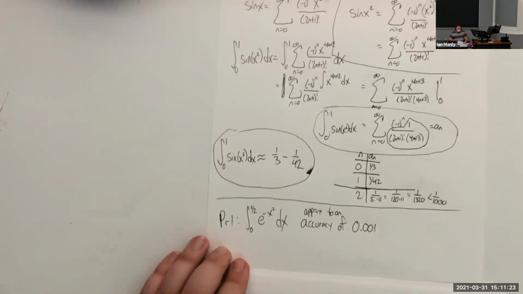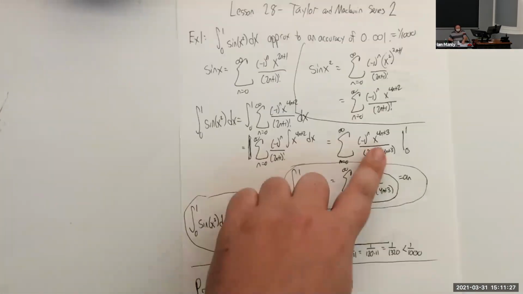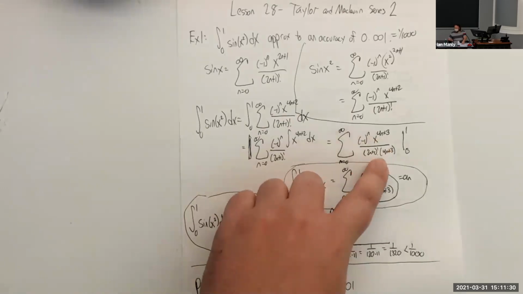Can I go over how I got the 4n plus 3? I just did the power rule here. So I did the power rule of x to the 4n plus 2. I bumped up the power to be 4n plus 3, and I divided by the new power.